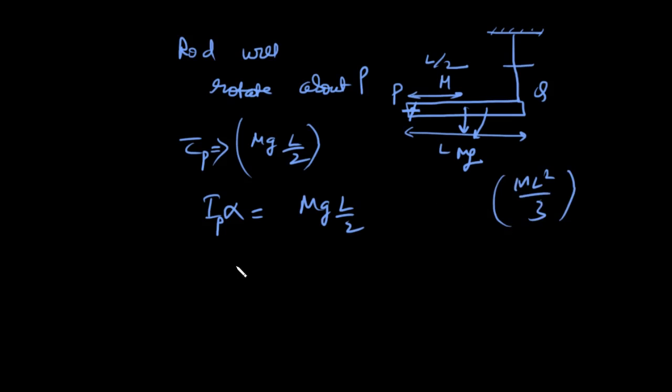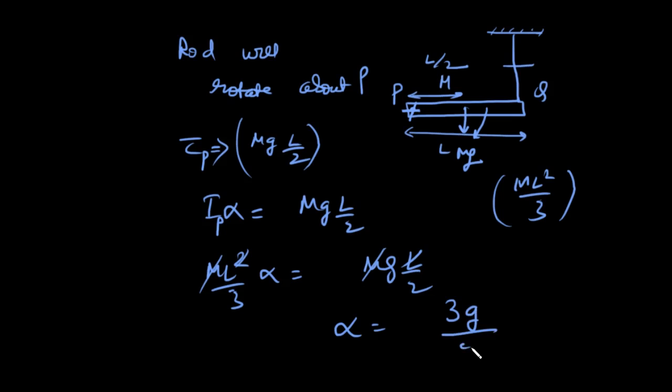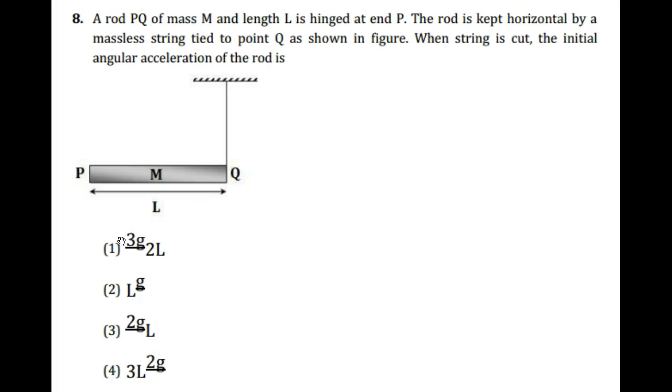I have explained it in my previous videos, you can watch it. So mgL by 2 equals ml square by 3 times alpha. L goes and M also goes away, so alpha is equal to 3g by 2L. So this is the answer, alpha equal to 3g over 2L. So here the first option, 3g by 2L, becomes my answer.